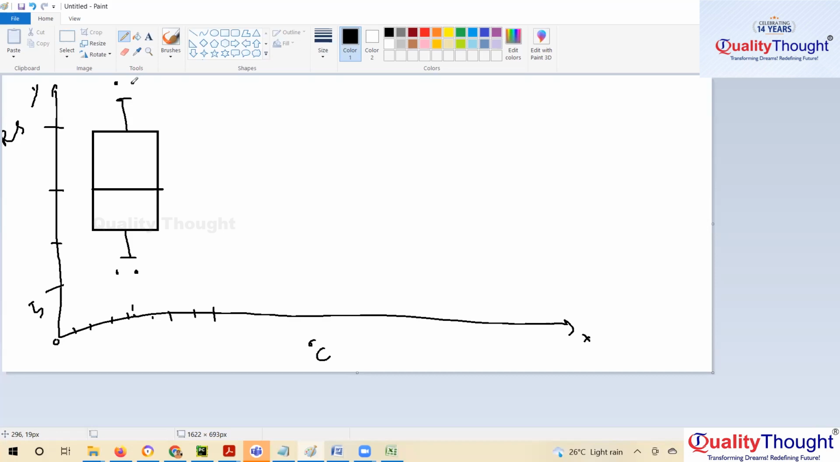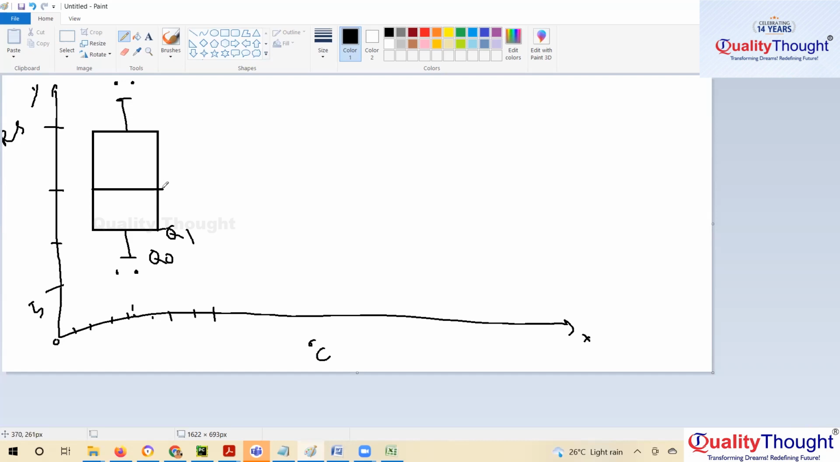Okay, let's understand what this means. The bottom handle is your quartile 0. Quartile 0 means the lowest value, the minimum value, so there is no value smaller than this. This is called your quartile 1. So between Q0 and Q1, 25% of the data points are there.